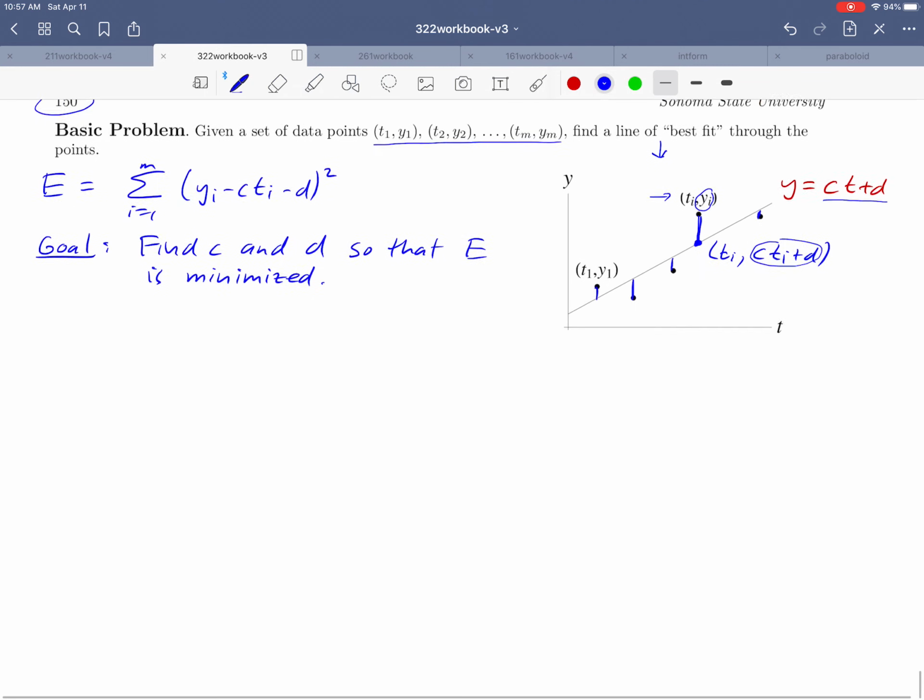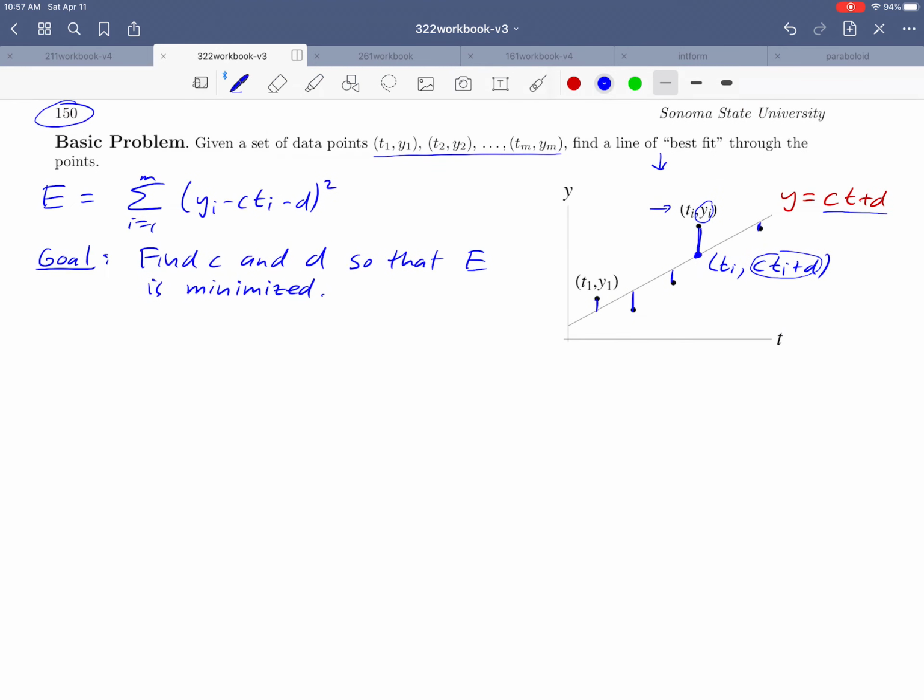We can reformulate this problem in matrix form, which is going to allow us to use some of the tools that we developed earlier in the last section. So let's see if we can reformulate this problem in matrix form.